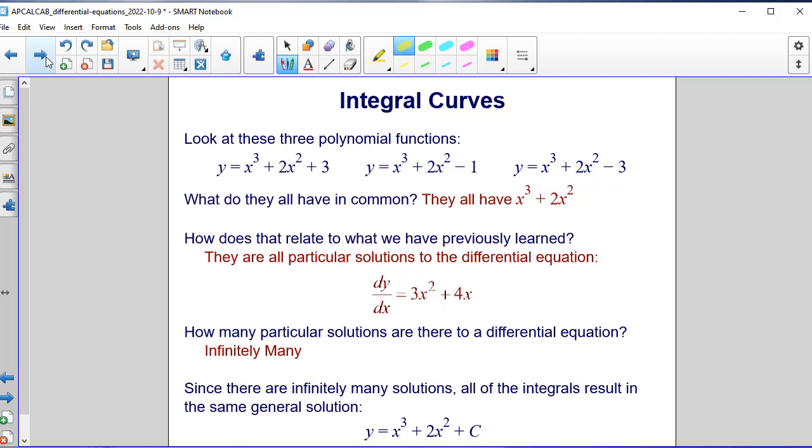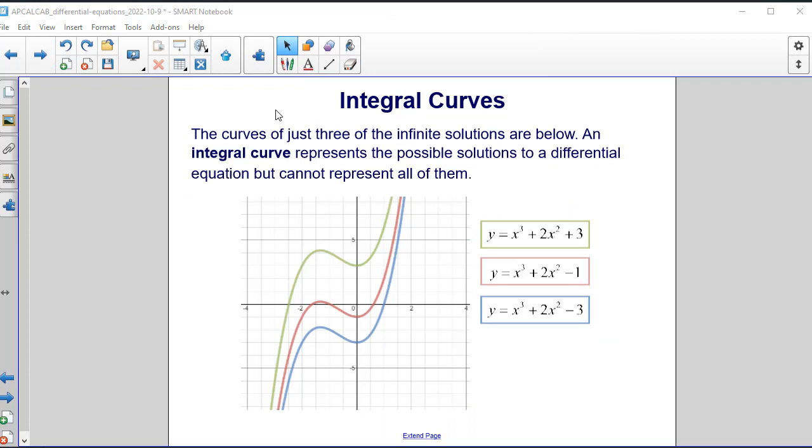Since there are infinitely many solutions, all of the integral results in the same general solution: y is equal to x cubed plus 2x squared plus c, with c being the general constant of integration. The curves of just three of the infinite solutions are below. An integral curve represents the possible solutions to a differential equation, but cannot represent all of them.